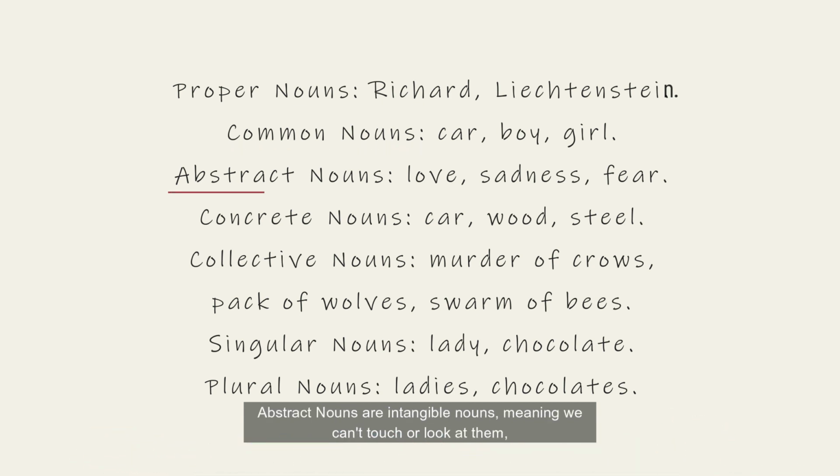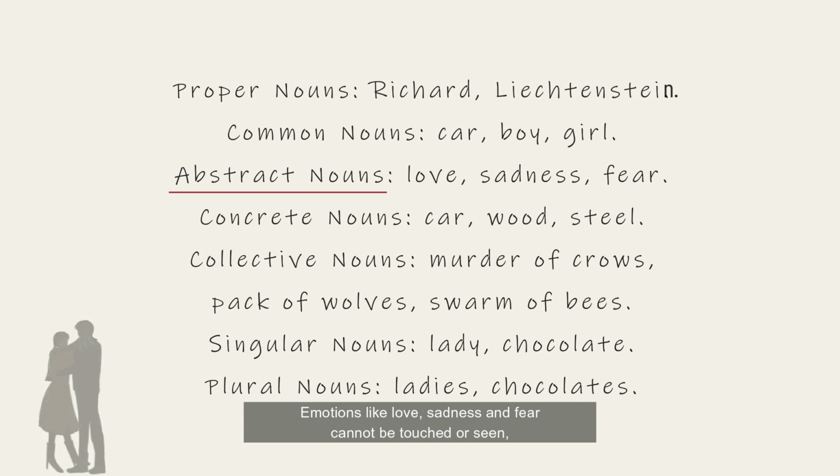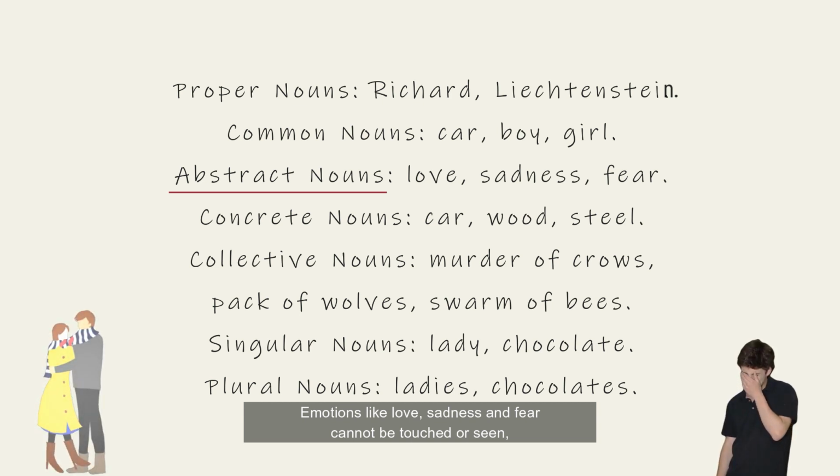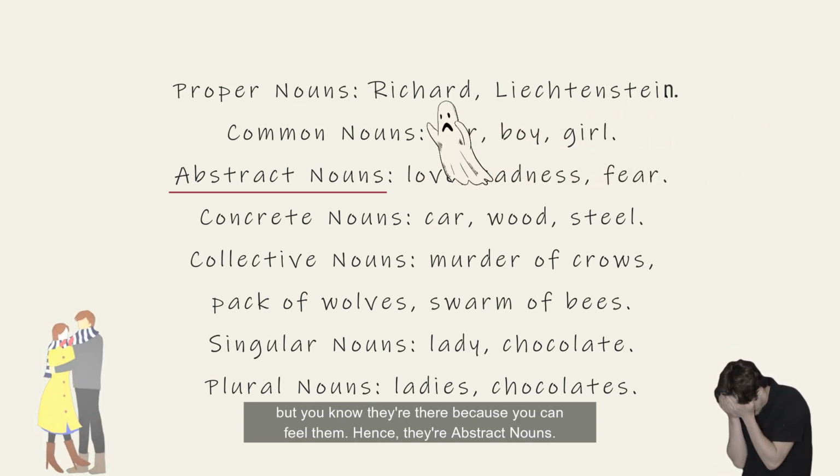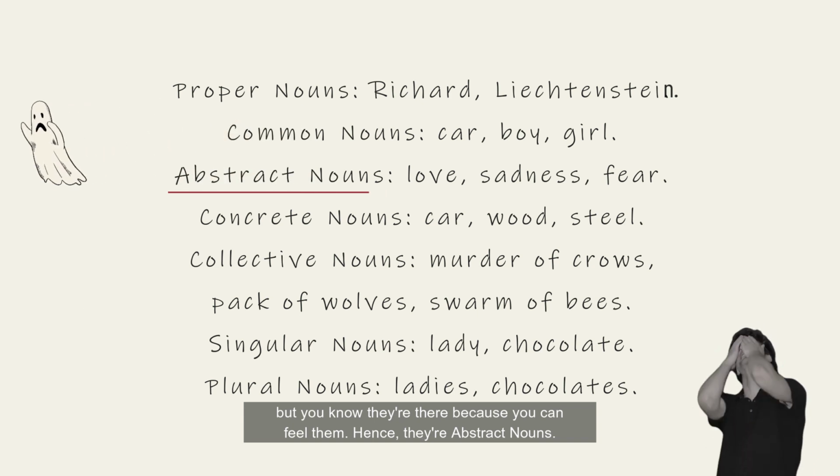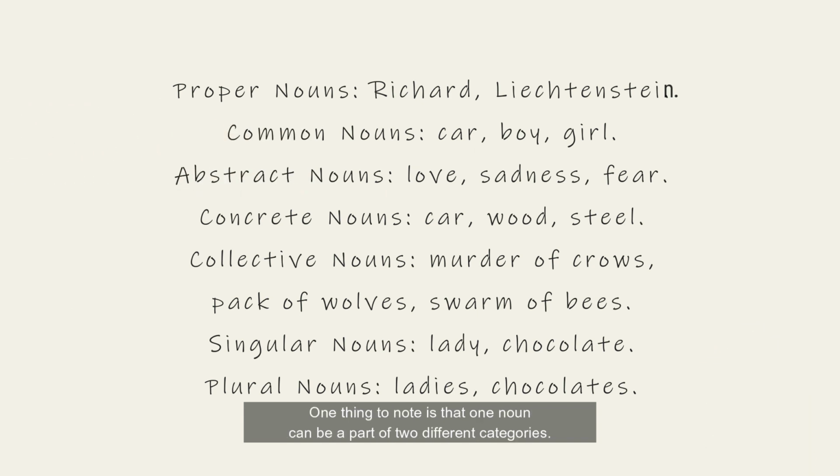Abstract nouns are intangible nouns, meaning we can't touch or look at them, but we may be able to feel them. Emotions like love, sadness, and fear cannot be touched or seen, but you know they're there because you can feel them, hence they're abstract nouns. One thing to note is that one noun can be a part of two different categories. For example, a car is both a common noun and a concrete noun.